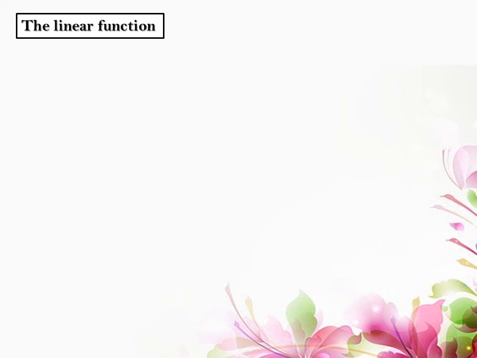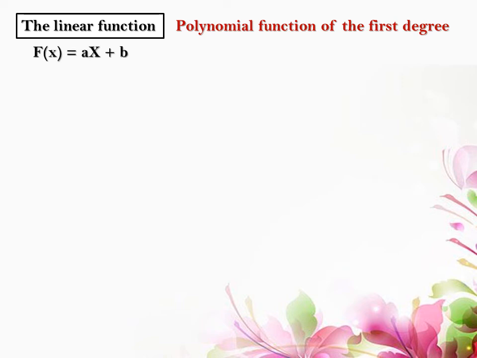Now the last point in our session, the linear function. The linear function is a polynomial function of the first degree, and the standard form of it is f of x equals ax plus b. x is a variable, a and b are numbers. a is a coefficient for x and b is a constant.